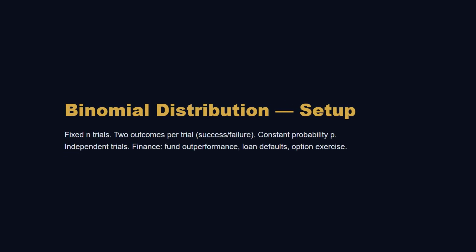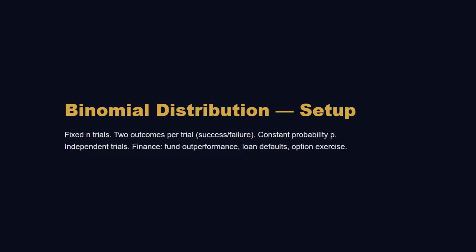The binomial distribution is far more important for the exam. A binomial experiment has these properties. A fixed number of trials, called n. Each trial has exactly 2 outcomes, success or failure. The probability of success, p, is the same on every trial. The trials are independent. What happens on one trial does not affect any other.